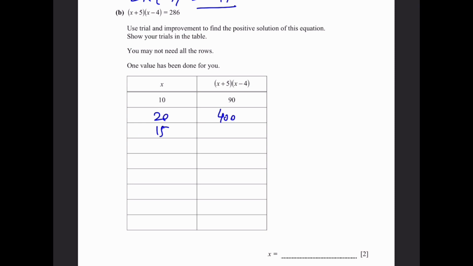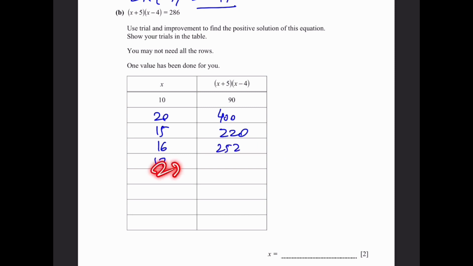Now 15 plus 5, 20. 15 minus 4, which is 11. 20 into 11 is 220. And that is still a bit less. Now we can go to 16. 16 plus 5, 21. 16 minus 4, 12. 21 into 12 is equal to 252. So 252, it's still a bit less, so we can go to 17.